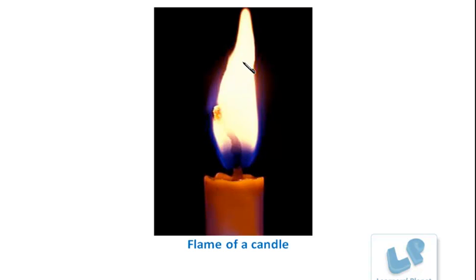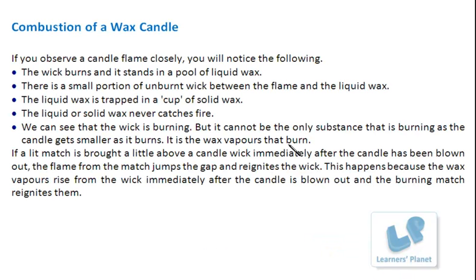We can see different zones in this candle. See the lights. This is blue here. At the center there is black. Here it is yellow. So what is happening in this? What are the things which are taking place over here? Let's see how this combustion of a wax candle takes place.